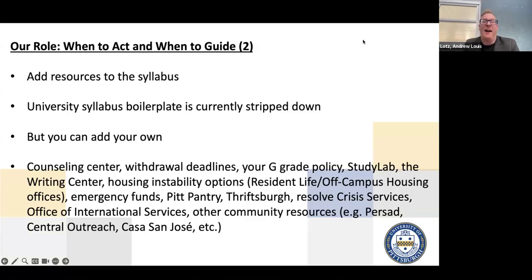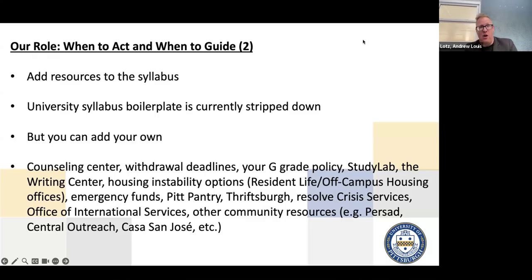Some of those, the non-exhaustive list, is the counseling center. These are all things that I mention or put direct links to when I'm teaching. The counseling center, and note the counseling center provides both psychological and sexual assault services, like sexual assault crisis services. So that can be a good thing to add in to inform students about.